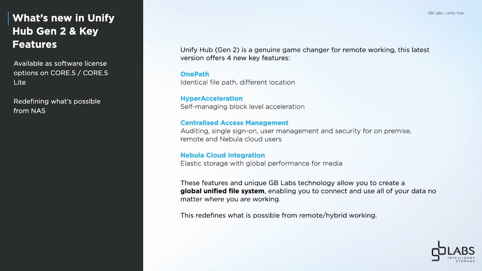The first one is OnePath. So OnePath is critically important for the success of a global file system. And what this means is wherever you are, whatever location you're on, your relevant file path is identical. So for example, if you're in the office on SMB and you then go home and you connect via Unify Connect, the relative path is absolutely identical. And we'll have a look at that in a second.